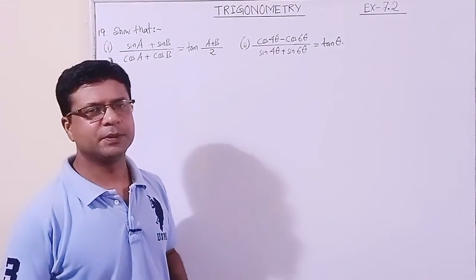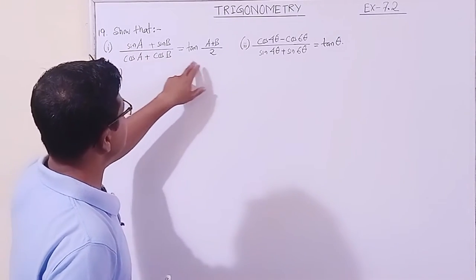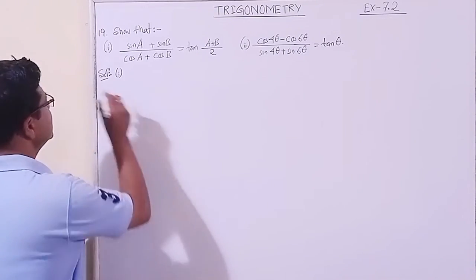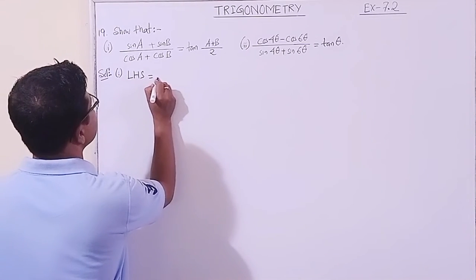Okay, my beloved students, now we have taken question number 19. Show that we have to prove this equal to this, and in number 2 we have to prove this equal to this. Let us start from the first one, solution 1. Let us take the left hand side. This is a very easy solution.